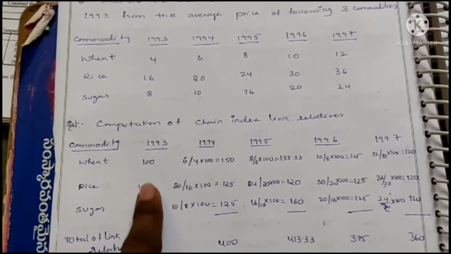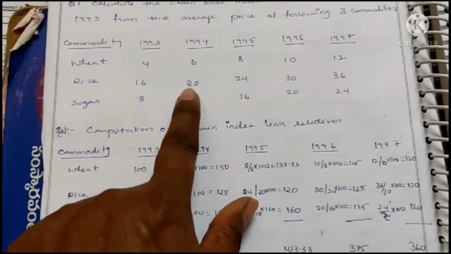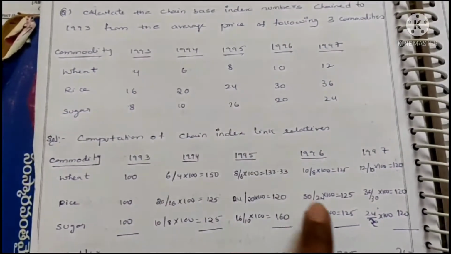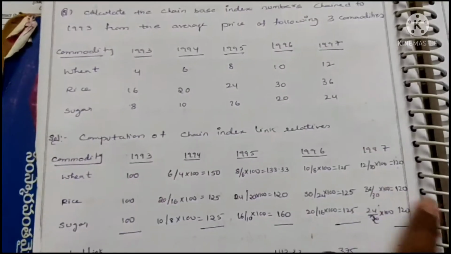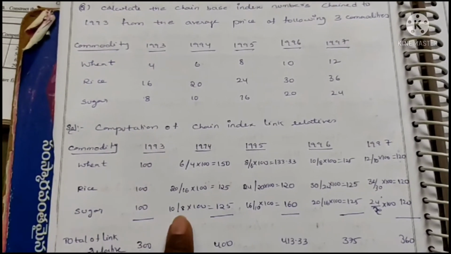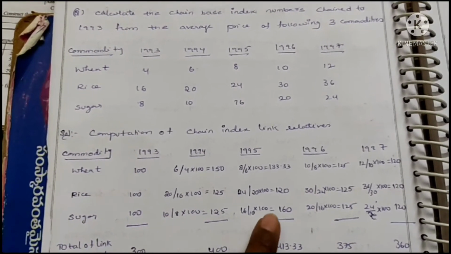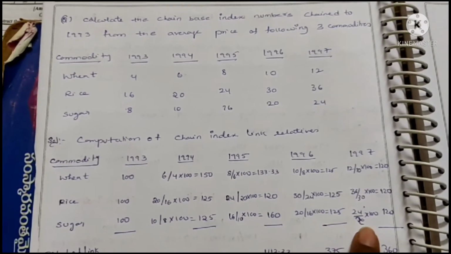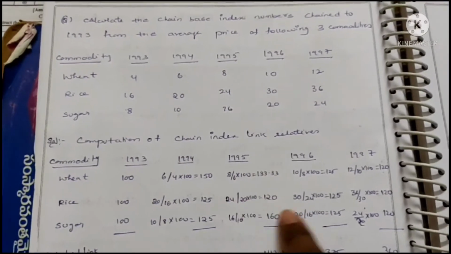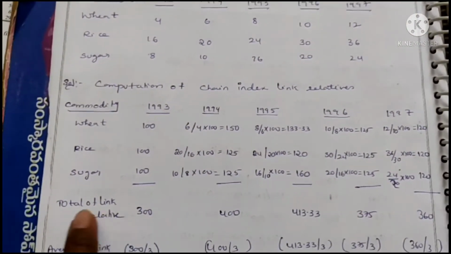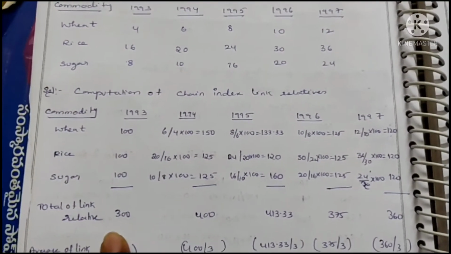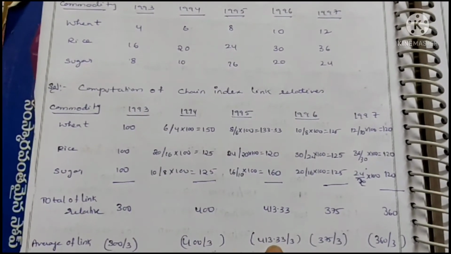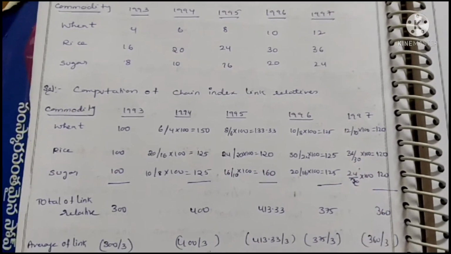Next, coming to rice: 20 divided by 16 into 100, 24 divided by 20 into 100, 30 divided by 24 into 100, 36 divided by 30 into 100. Next, sugar: 10 divided by 8 into 100, 16 divided by 10 into 100, 20 divided by 16 into 100, and 24 divided by 20 into 100. You will get these values. Now total them, the total of link relatives: 300, 400, 413.33, 375, 360.